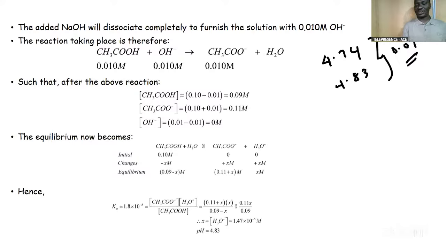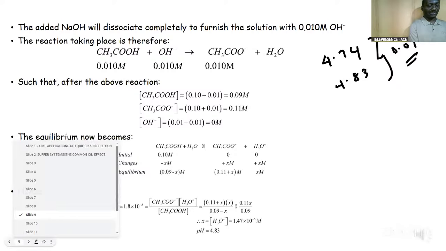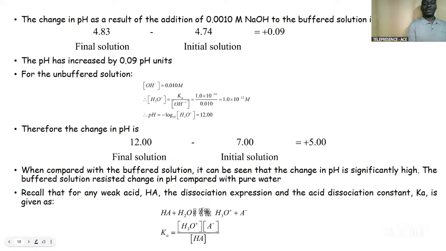Just as I did, even with the mistake I made, the difference still remains 0.09. So you can see it does not really make much of a difference when you add a small amount of the base to a buffer solution. So like I said, this note is online for you to follow through. The next set of the question says, you can see what I've just done, 0.09 pH change.